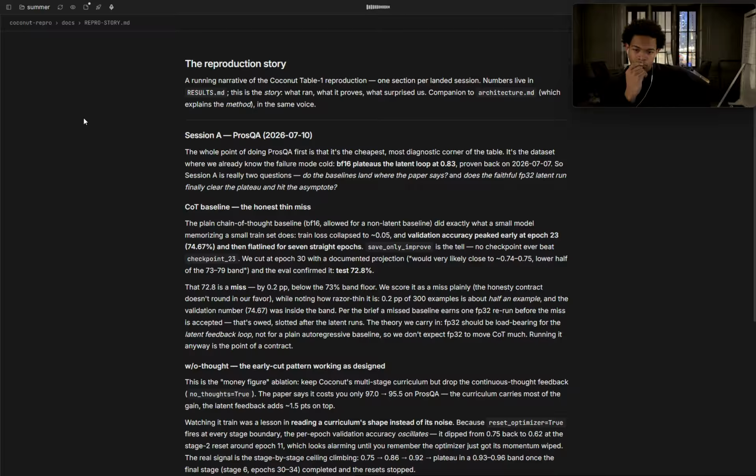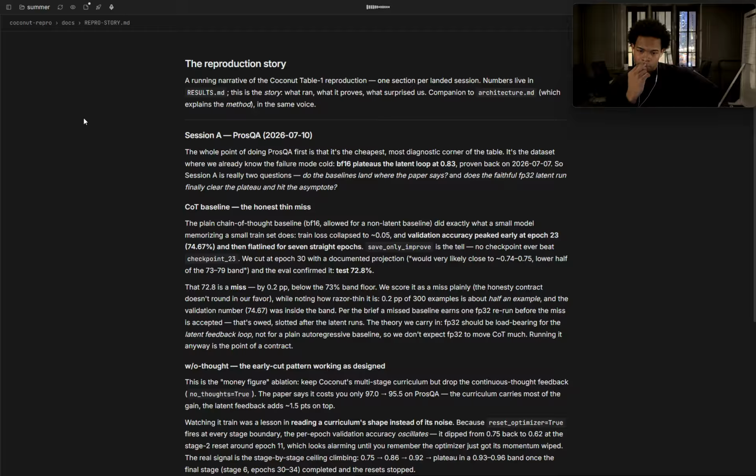Subsection, chain of thought baseline, the honest thin miss. The plain chain of thought baseline run in B float 16, which is allowed for a non-latent baseline, did exactly what a small model memorizing a small train set does. Train loss collapsed to 0.05, and validation accuracy peaked early at epoch 23, at 74.67%, and then flatlined for 7 straight epochs. Save only improve as the tell, no checkpoint ever beat checkpoint 23. We cut at epoch 30 with a documented projection, would very likely close to 74 to 75%, lower half of the 73 to 79 band, and the eval confirmed it.